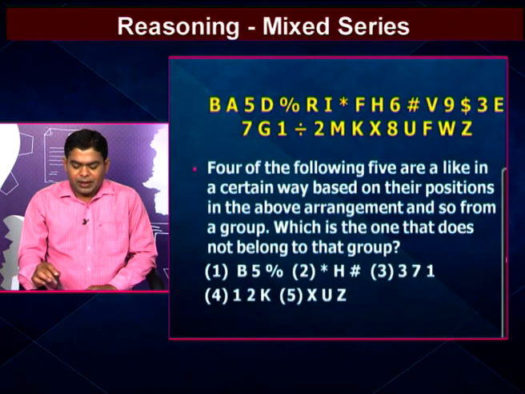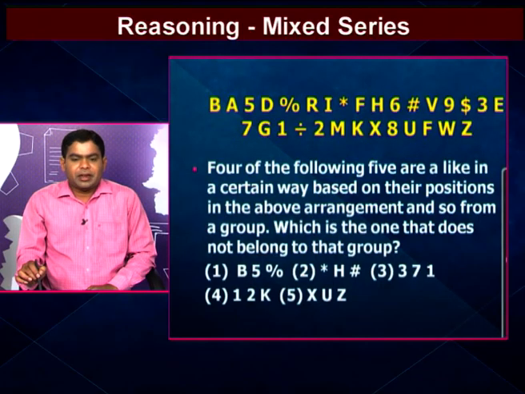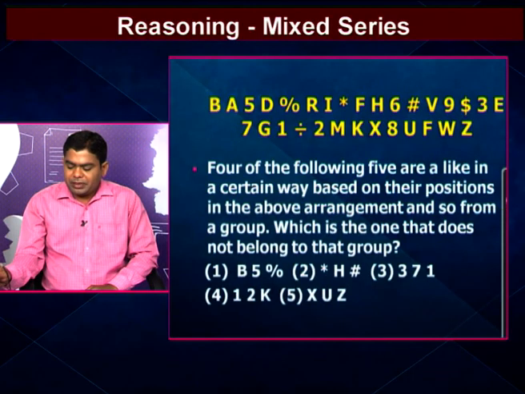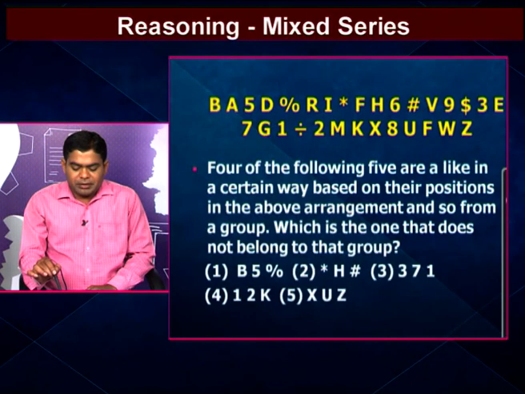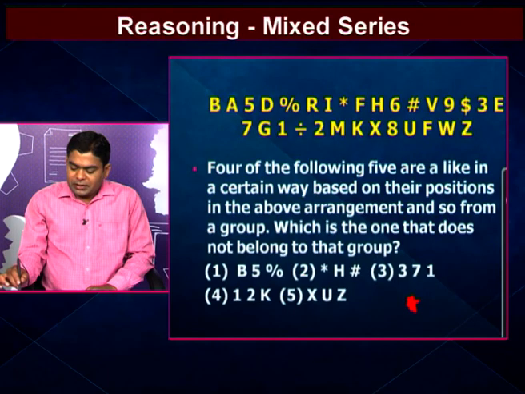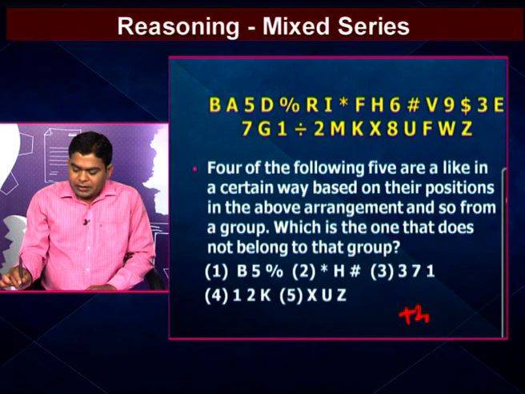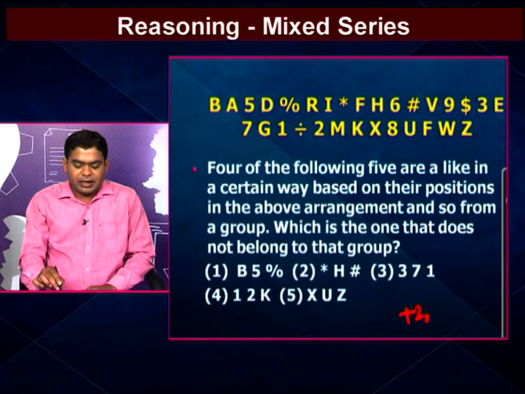So here in the given series, the first option is B 5 %, second option is star H hash, third option is 3 7 1, fourth option is 1 2 K, and the next option is X U Z. So here by observation B is there, 5 is there, percentage is there, that means B 5 %. So here the first element is B, the next element is 5, that means 5 is the second next element of B. Again the star percentage is there, percentage is nothing but the second element of 5, that means the first element is B, the next second element is 5, that means the rule is plus 2 to the first letter, then we get the next letter.